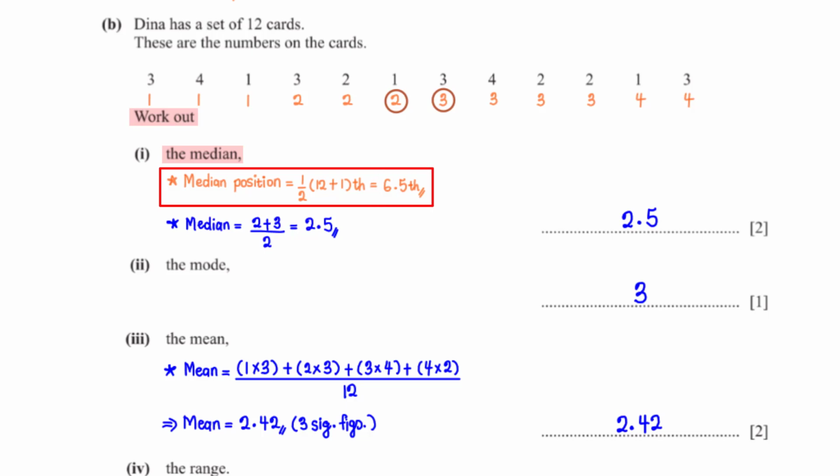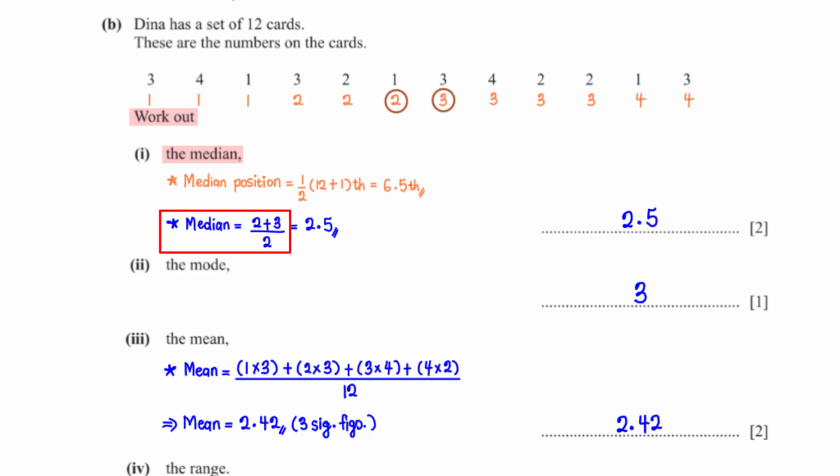This means the median is between the 6th and 7th numbers. The 6th number is 2 and the 7th number is 3. So the median is (2 + 3) divided by 2, which is equal to 2.5. Work out the mode. The mode is the number that appears the most, and that is 3.